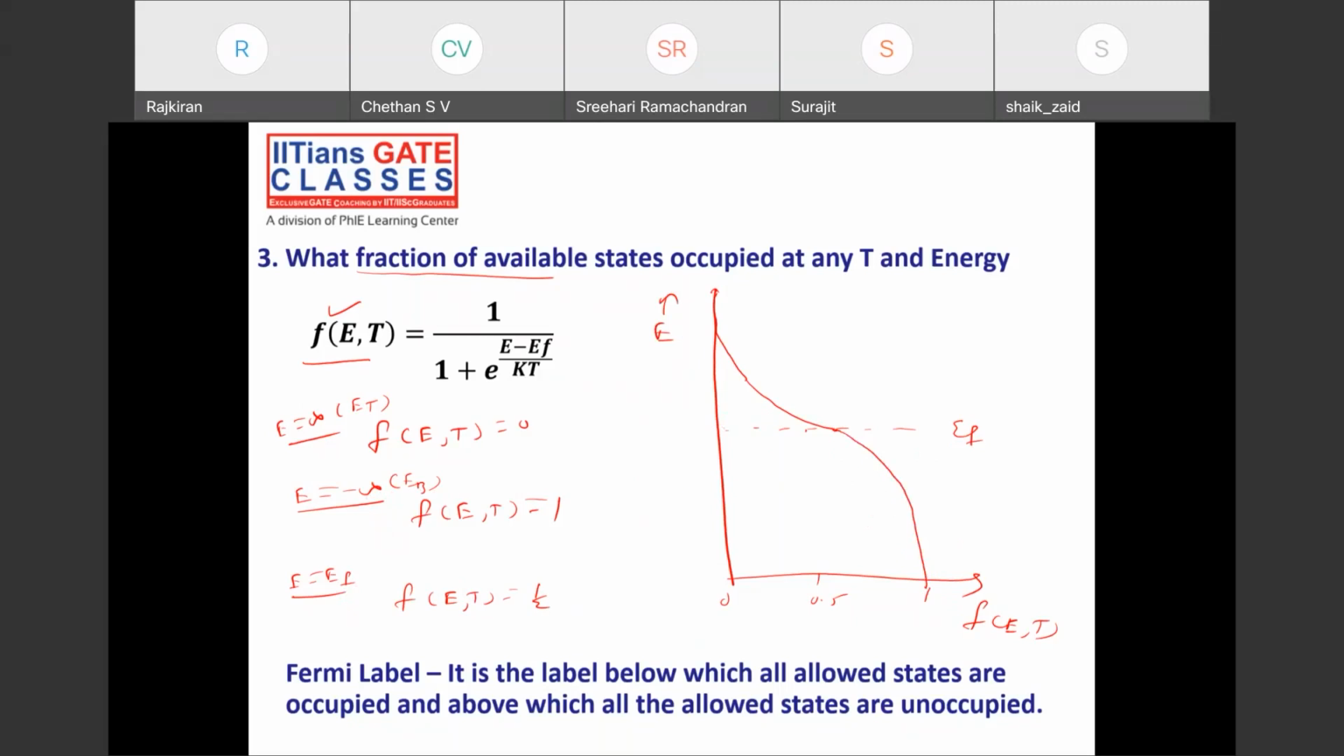So this function F(E) I plotted over energy. If you go to very high energy, the probability is 0. If you come down to EF, my probability is 1 by 2. If I come down to the very bottom of the conduction band, it is completely filled, so this probability is 1. Right or not? Right. And I have my conduction band somewhere here.